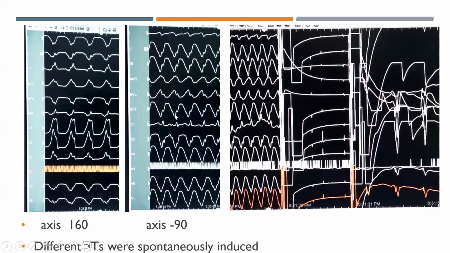Another VT also had a left superior axis, minus 90. As we can see, the inferior leads are negative, and definitely it is of apical origin, as V2 to V6 are almost all negative. Again, a third one was like ventricular flutter, which ended with a DC shock to restore his hemodynamics.